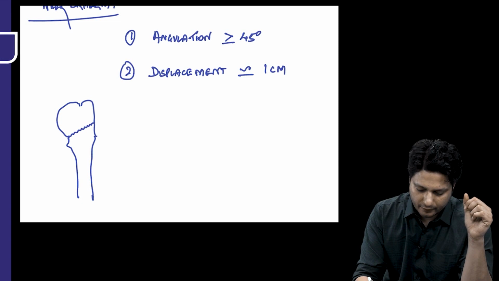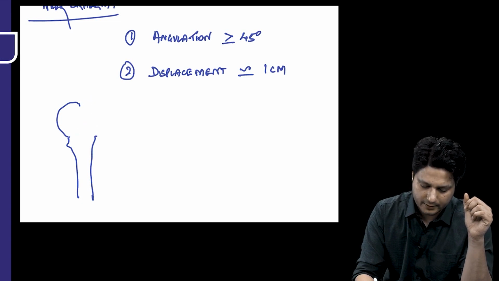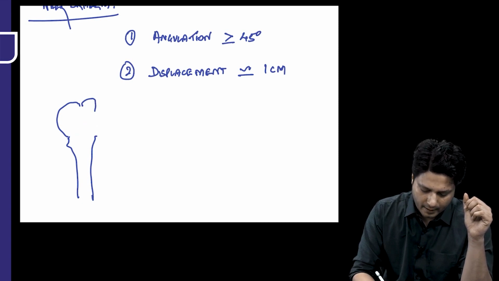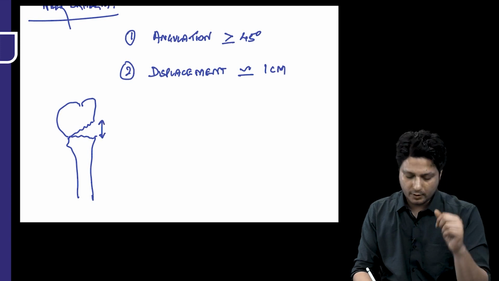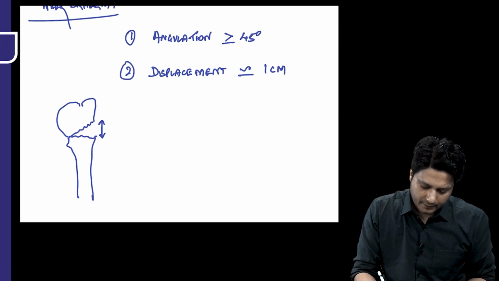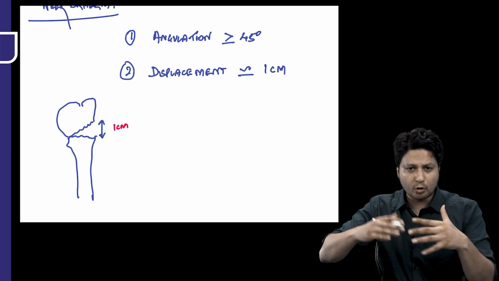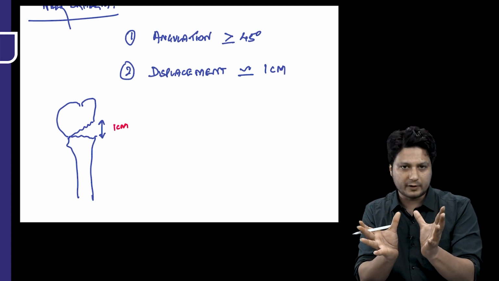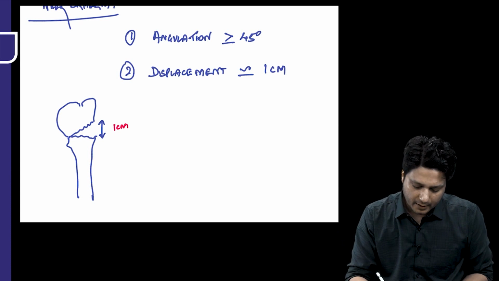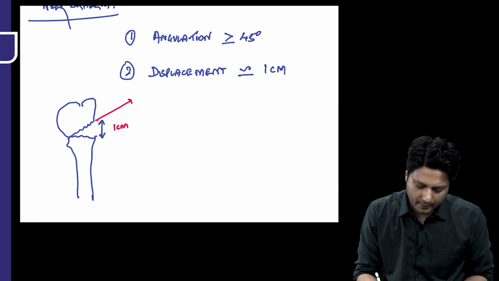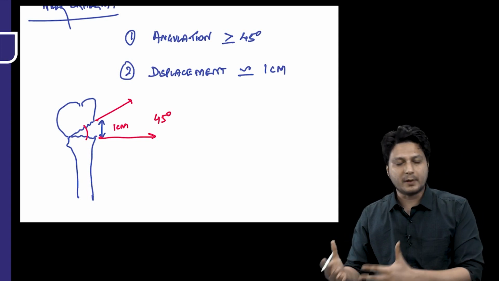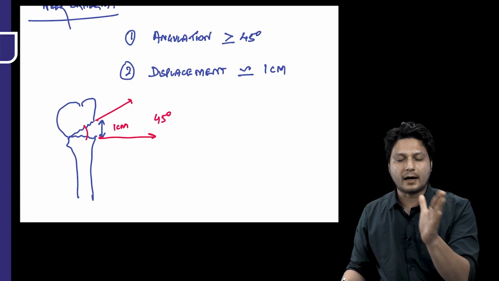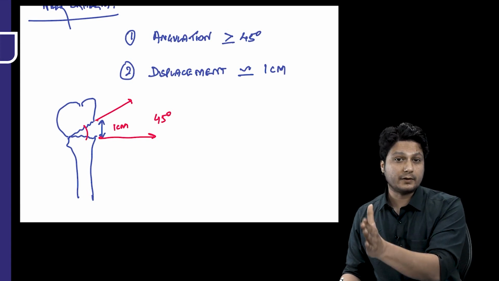Now, imagine this bone got fractured, and after getting fractured, the 2 fragments are displaced like this. Now, if the maximum distance in between the 2 is equal to 1 centimeter, meaning more than or equal to 1 centimeter, it is considered to be a displaced fragment. That is point number 1. Second is that if the angulation in between the 2 fragments is found to be up to 45 degrees, then it is said to be a displaced fragment. So this is the Neer criteria for the fracture to be called a displaced fracture.